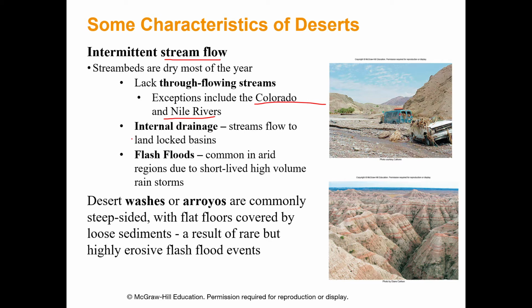We'll get internal drainage, where the streams don't flow out of their basins, so they never actually make it to the ocean. The Great Salt Lake and the Basin and Range area in the western U.S. is a great example of this. Again, I mentioned flash floods. And we'll also get these washes and arroyos, which I'm not too concerned with.